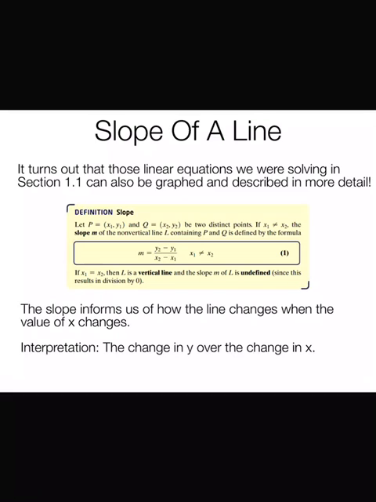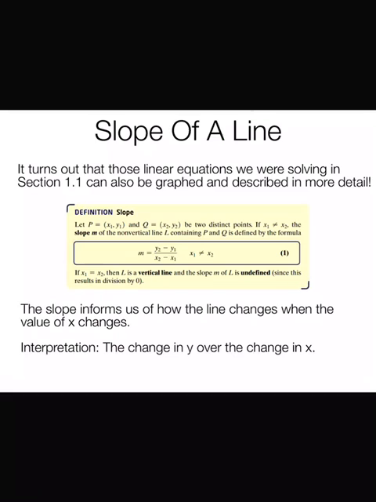If their x values are not the same, the slope of the non-vertical line L containing both points P and Q is defined by this formula. M is equal to y2 minus y1 divided by x2 minus x1. And of course, the x2 minus x1 in the bottom cannot be 0. When I divide by 0, bad things happen. If the two are equal, then L is a vertical line, and the slope of that vertical line is undefined. Anything divided by 0 results in something that's undefined.